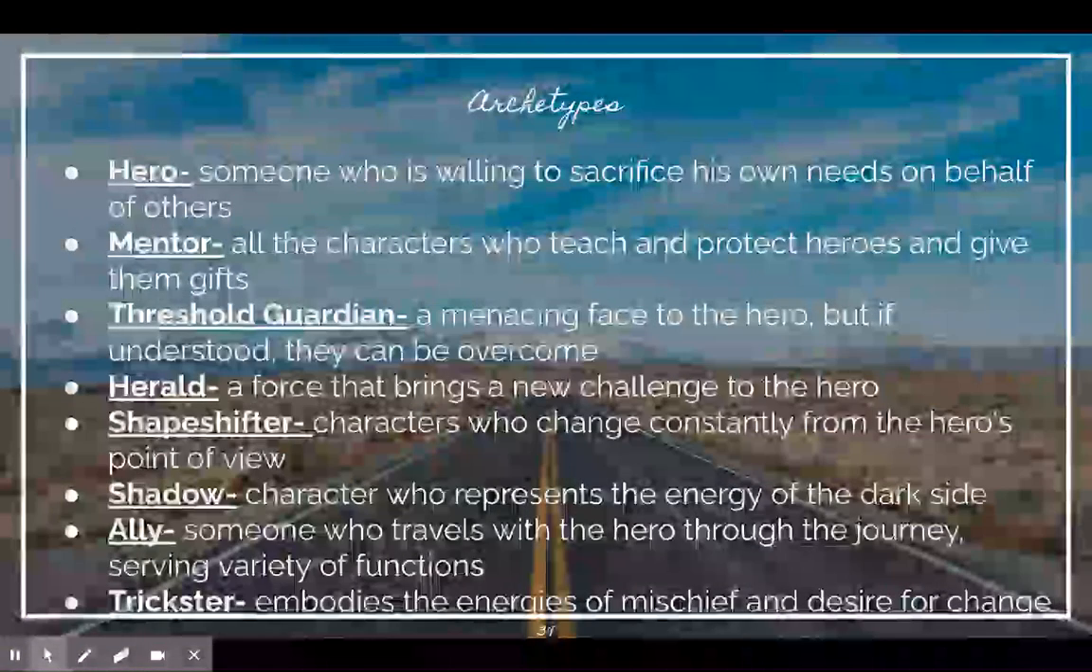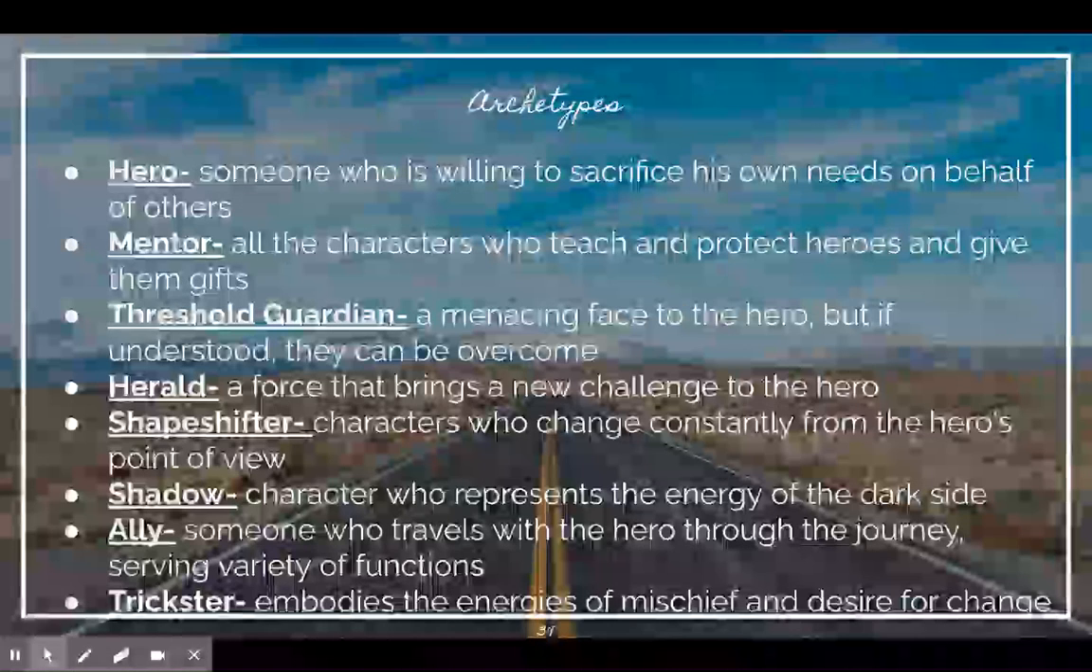Here are some archetypes. I know this isn't on your notes list, but I would encourage you to write it down. These are also things that Joseph Campbell talked about. The hero is someone who is willing to sacrifice his own needs on behalf of others. And I should just say, archetypes are sort of like the patterns of characters or the types of characters that we see in heroic stories frequently. The mentor, those are all the characters who teach and protect heroes and give them gifts, whether those are physical or mental. The threshold guardian is a menacing face to the hero, but if understood, they can be overcome.